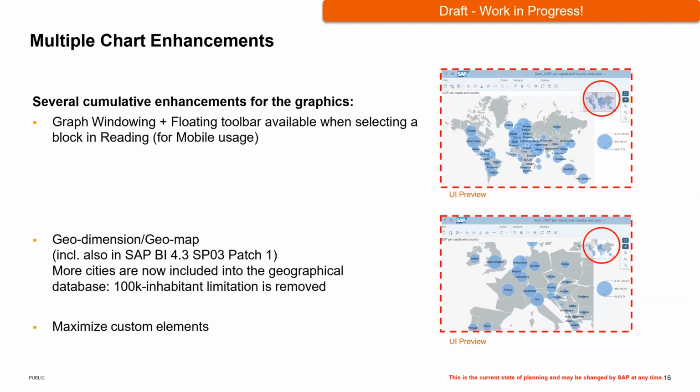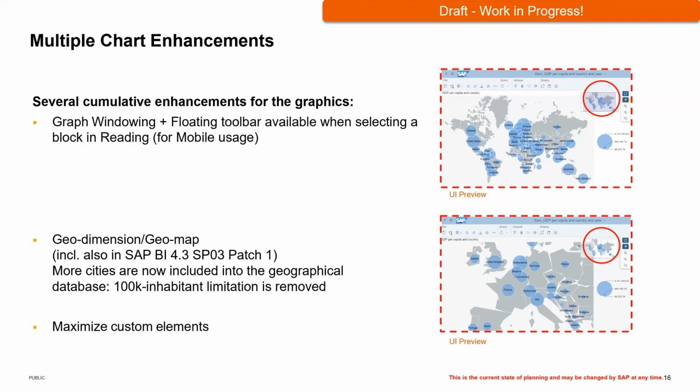A variety of chart enhancements. So, if you remember option 3 in terms of the focus, just general usability enhancements. So a lot of cumulative enhancements for all of the graphics that we have available. And so that includes things like graph windowing and floating toolbars available when you select a block in reading or mobile mode.